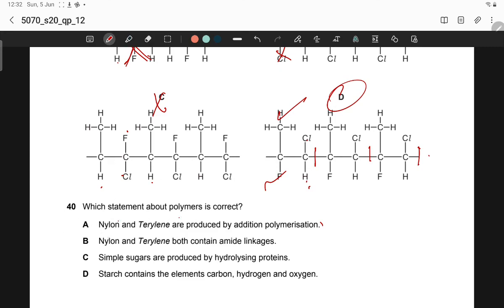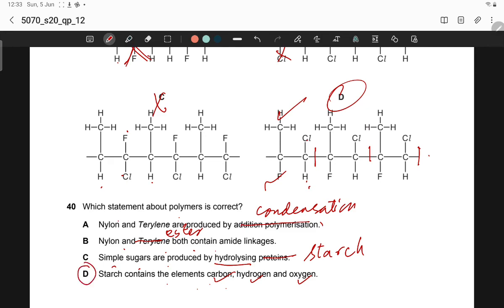Which statement about polymer is correct? Nylon and terylene are produced by addition polymer, not addition, condensation. Nylon and terylene both contain amide linkage, no, terylene has ester linkage. Simple sugars are produced by hydrolyzing protein, no, hydrolyzing starch. Starch contains the elements carbon, hydrogen and oxygen. So D is correct option.